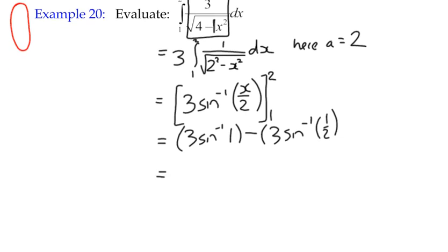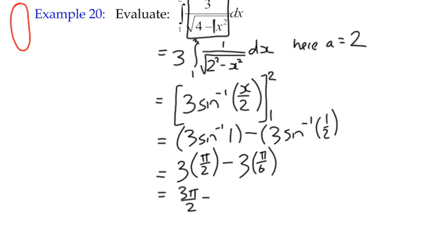The inverse sine of 1: the sine of what is 1? The sine of 90 degrees, or pi over 2, is 1. So the value here would be pi over 2, minus 3 lots of the pi, the angle. What angle has a sine of a half? Well, it'd be 30 degrees, or pi over 6, which means that we've got 3 pi over 2 minus 3 pi over 6, which is the same as 1 pi over 2. 3 pi over 2 minus 1 pi over 2 is 2 pi over 2, or pi.